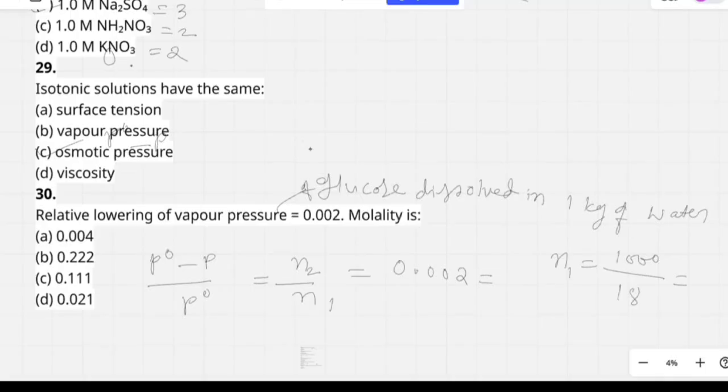It becomes 55.55 moles, n1. Then we can calculate n2. Number of moles of water is 1000 divided by 18. So for a dilute solution, n2 is the molality. Therefore, molality m is equal to 0.002 multiplied by 1000 divided by 18. So the answer is 0.111. So option C is correct.